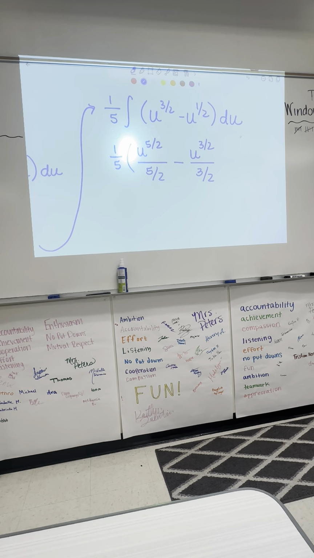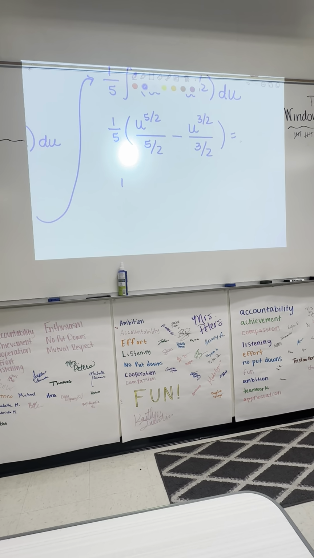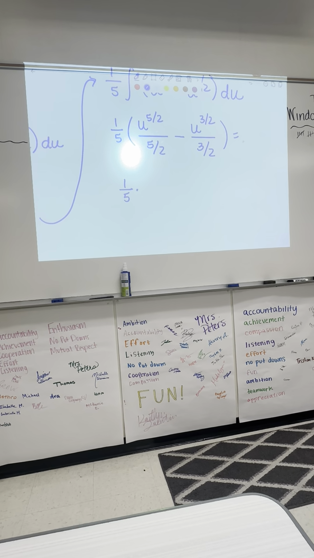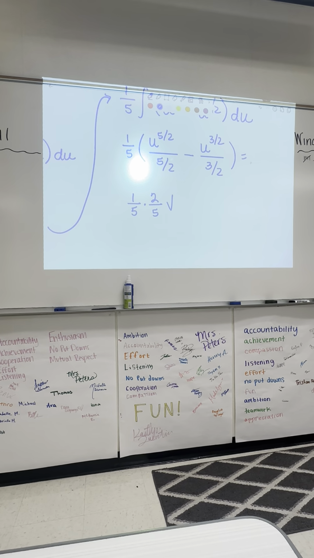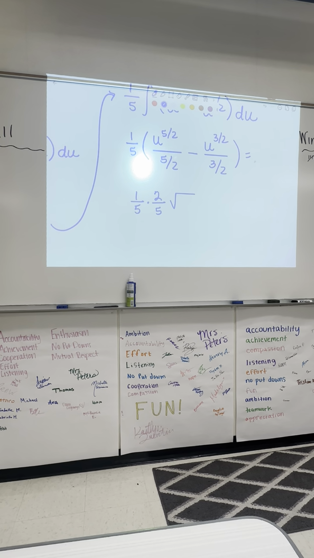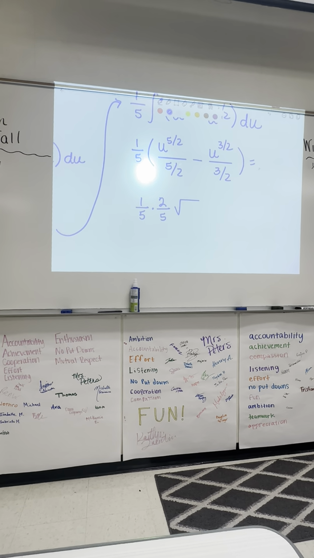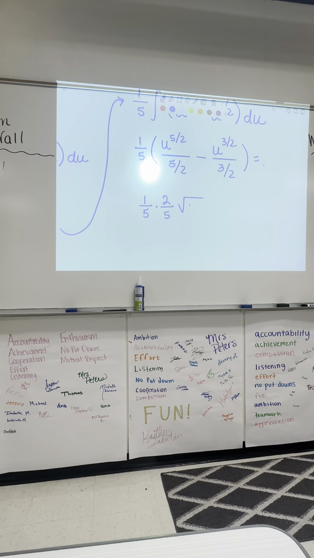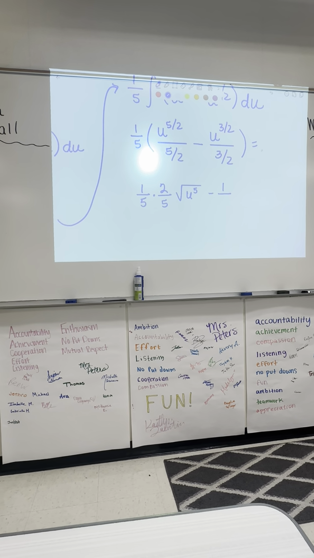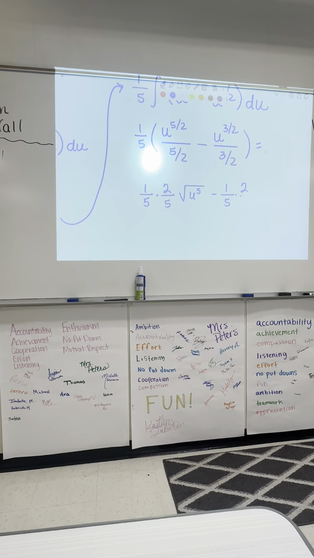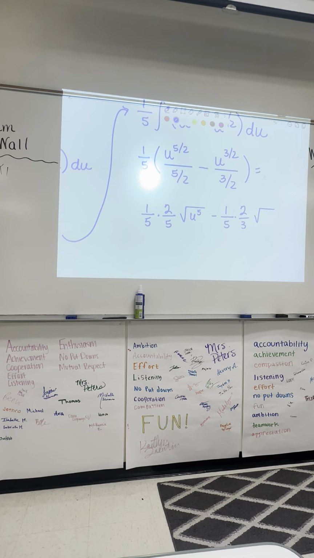Okay. Now we just have to clean that up. All right. So I'm gonna have the 1/5 times the 2/5 square root of what? U to the 5/2 is gonna be what? Square root of the u to the 5th. And then minus the 1/5 times 2/3 square root of 3 cubed.